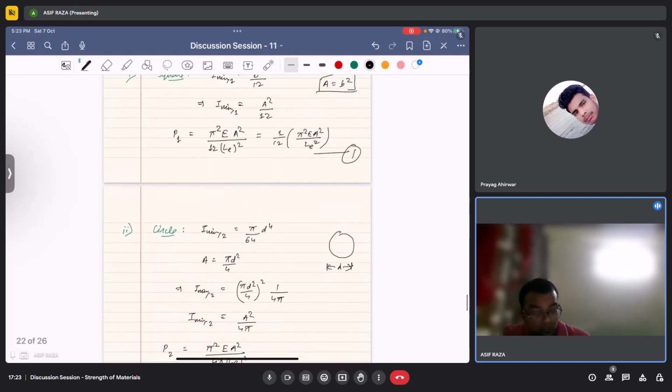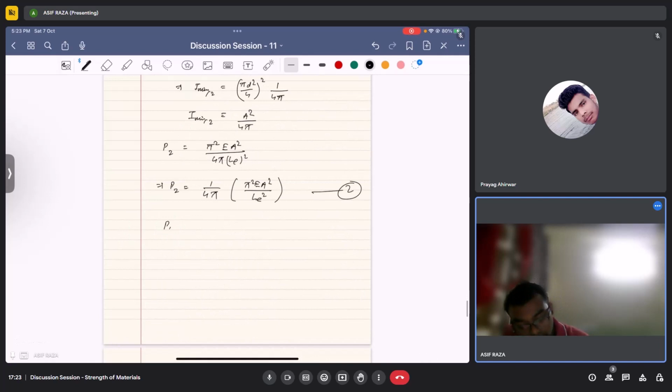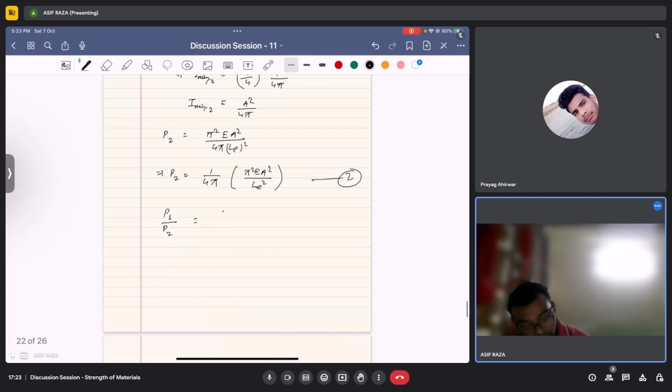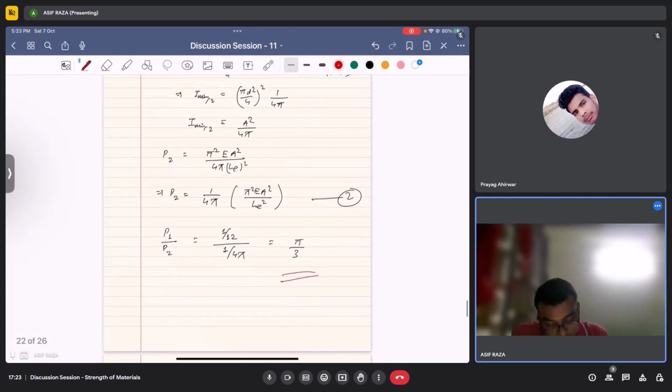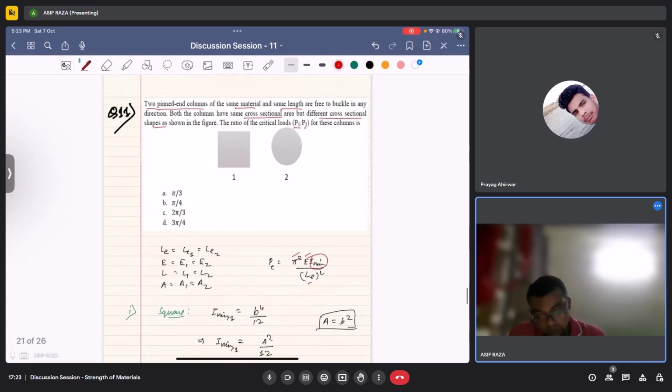Now I can take the ratio of both these, P1 upon P2. It will be 1 upon 12 divided by 1 upon 4 pi. This will come out to be pi by 3. So the first option itself is the answer, pi by 3. Okay, I hope it's clear.